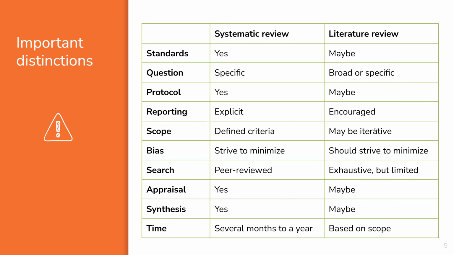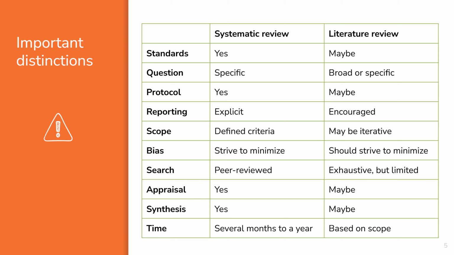Now, it's really important to make the distinction between a systematic review versus a literature review. There are a few things I want to highlight here. The first is the research question. A systematic review always needs to have a very specific research question. Often, a systematic review's research question can be answered with a yes or a no. Versus, if you're doing a literature review, your research question can be broad, it can be specific, it's really up to you. Systematic reviews must have something that is called a protocol. We'll be discussing what a protocol is later in this video series.